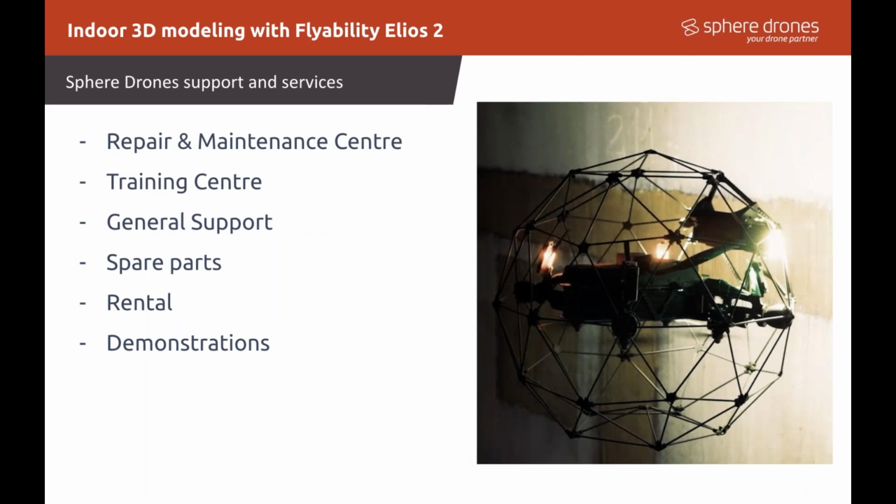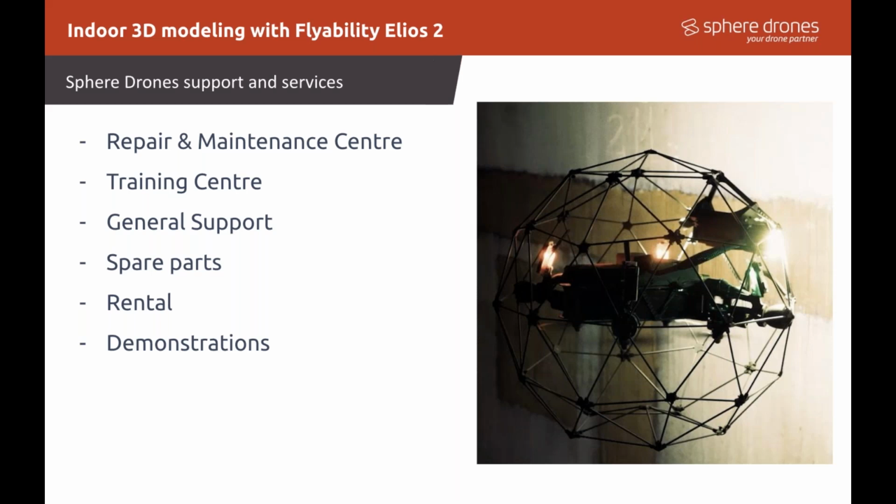So how does Sphere Drones provide support and services to Flyability? We are one of the official repair and maintenance centres in Australia, with our headquarters in Sydney, but also our office in Perth. We have 2 of our technicians that have been over in Lausanne in Switzerland for training to be able to repair and provide maintenance on both the Elios 1 and the Elios 2. We're also a certified training centre, so we've also had pilots go over to Lausanne to be able to provide all levels of training for Flyability products.